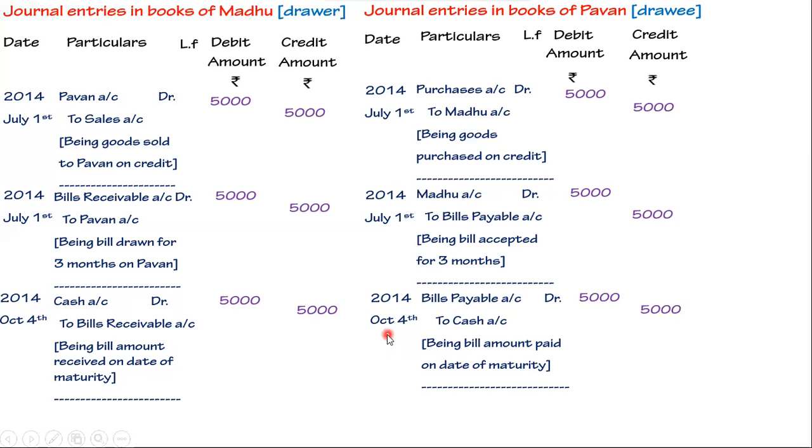Whereas on the same day, 2014 October 4, he has made the payment. So cash is going from him, so cash will be credited, and he will be cancelling the bills payable which he recorded on the credit side. Now it will be cancelled by writing it on the debit side as bills payable account debit 5,000 to cash account 5,000, and the narration will be recorded as being bill amount paid on date of maturity.